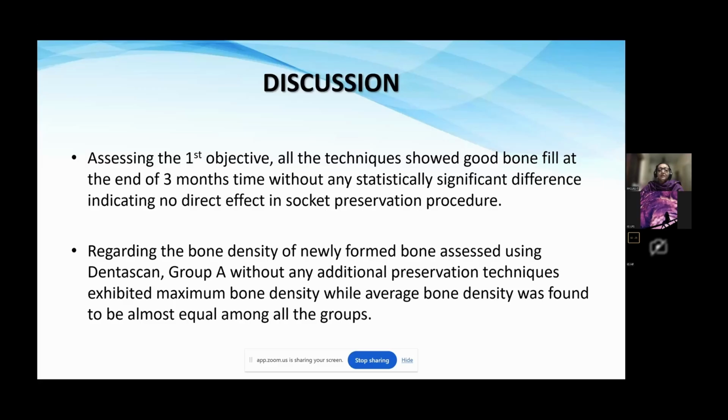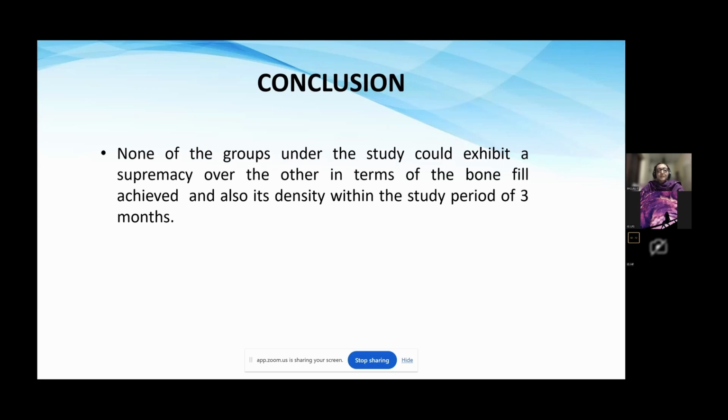Regarding the bone density of newly formed bone assessed using DentaScan, Group A, without any additional preservation technique, exhibited maximum bone density, while the average bone density was found to be almost equal among all the groups. Coming to the conclusion, none of the groups under the study could exhibit a supremacy over the other in terms of bone fill achieved and also its density within the study period of 3 months.